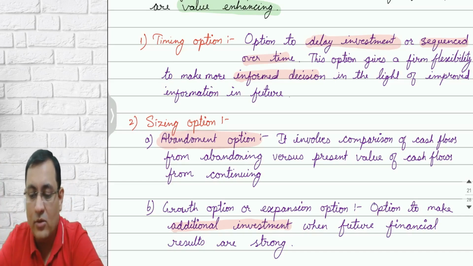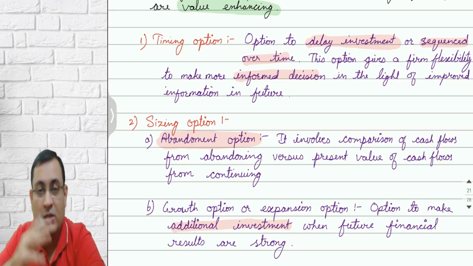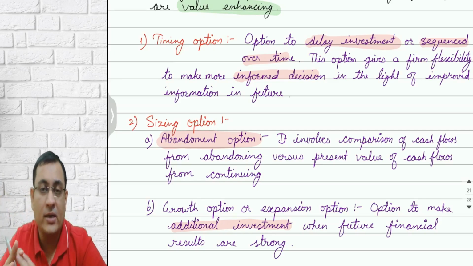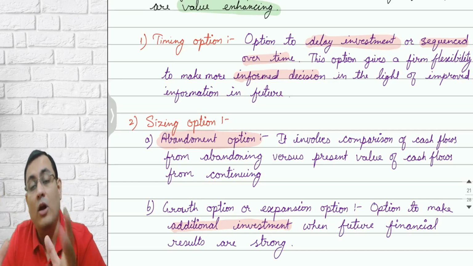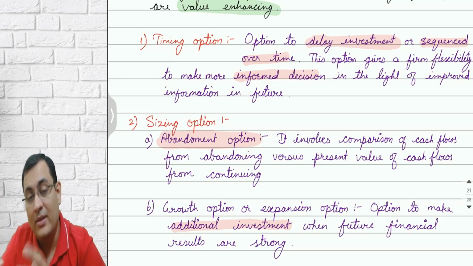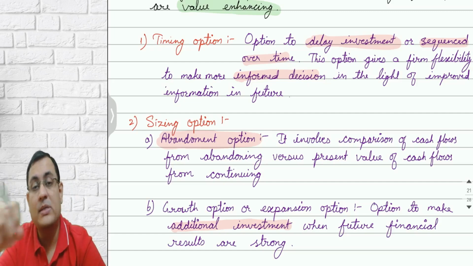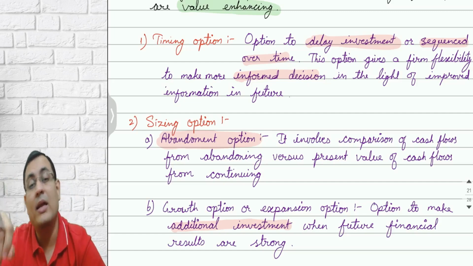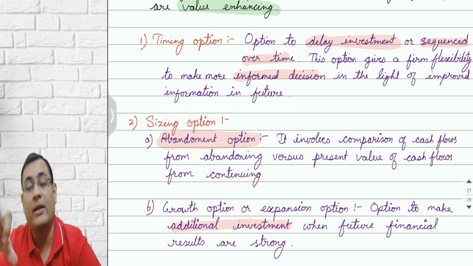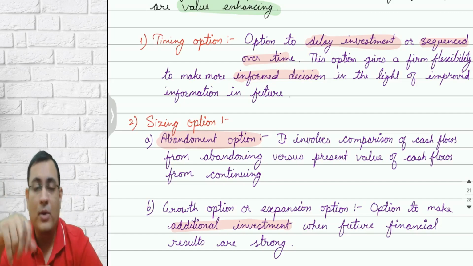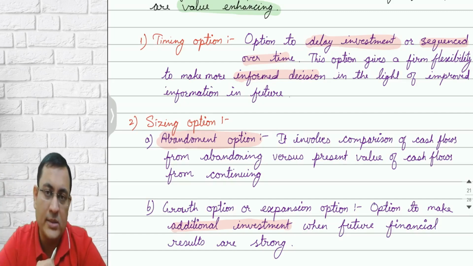Or we may go for sequencing different projects. If we are having 4 projects at a time, we may not invest in all 4 projects. Rather than going for all 4 projects, we may go for sequencing, that at present we are going for only projects 1 and 3, and then only after completion or after getting the successful result of these projects 1 and 3, we will go for investment in the second and fourth projects.